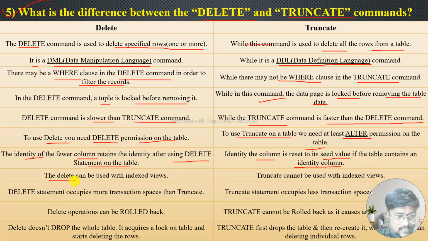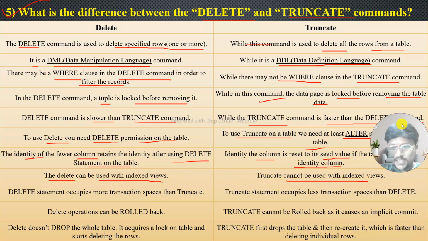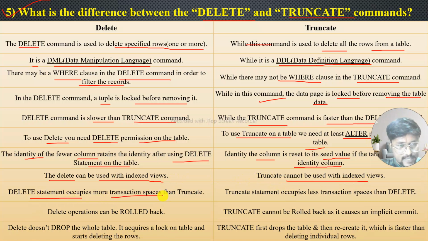Then delete can be used with indexed views. Truncate cannot be used with indexed views. Next, the delete statement occupies more transaction space than truncate. Truncate statement occupies less transaction space than delete. Then delete operations can be rolled back. Truncate cannot be rolled back as it causes an implicit commit.